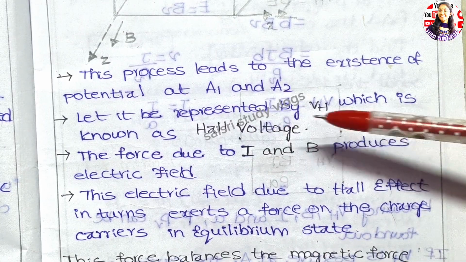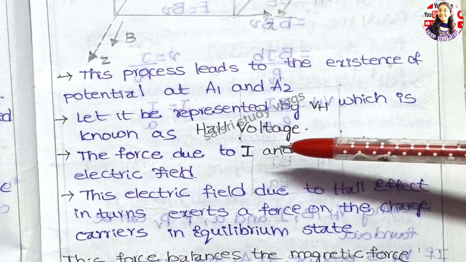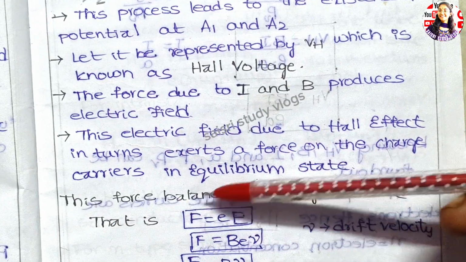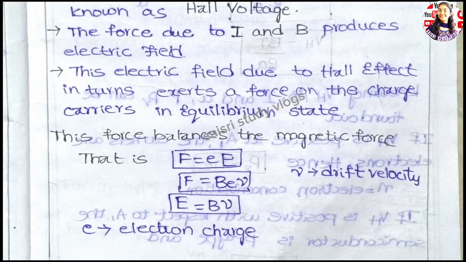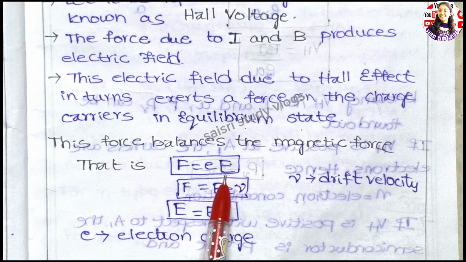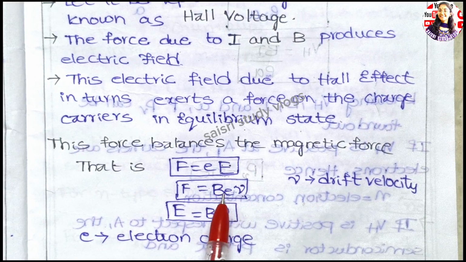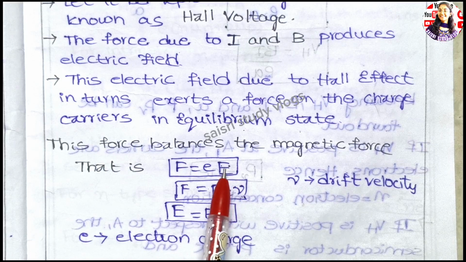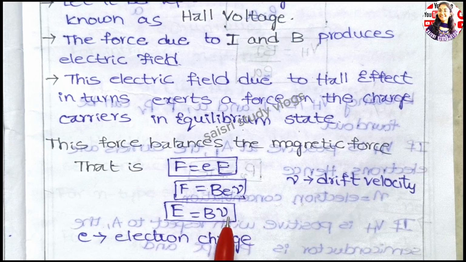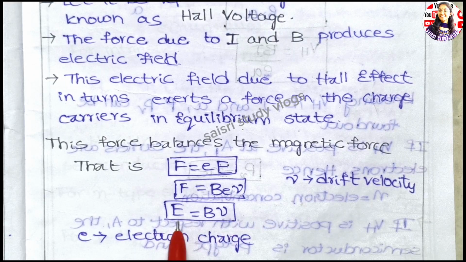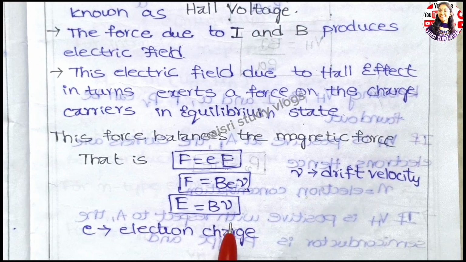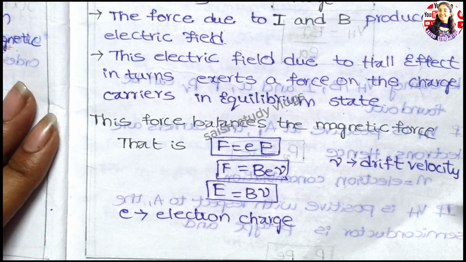Here I and B are in perpendicular directions. Because of these two, there is an electric field. So from this, the force F is equal to eE, where the electric field E is equal to Bv. This is from the Lorentz force. From that definition we got this B into v, where v is the drift velocity. So from this, F is equal to Bev, where e is the electron charge. I hope this is clear for you.